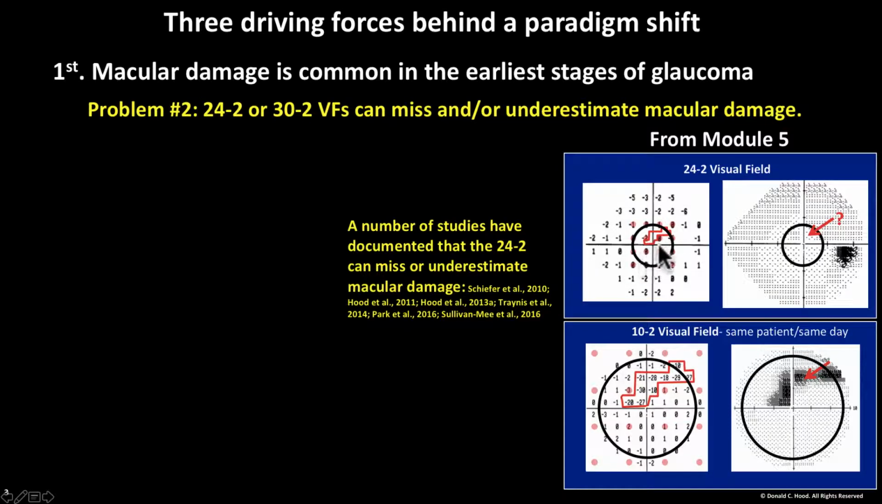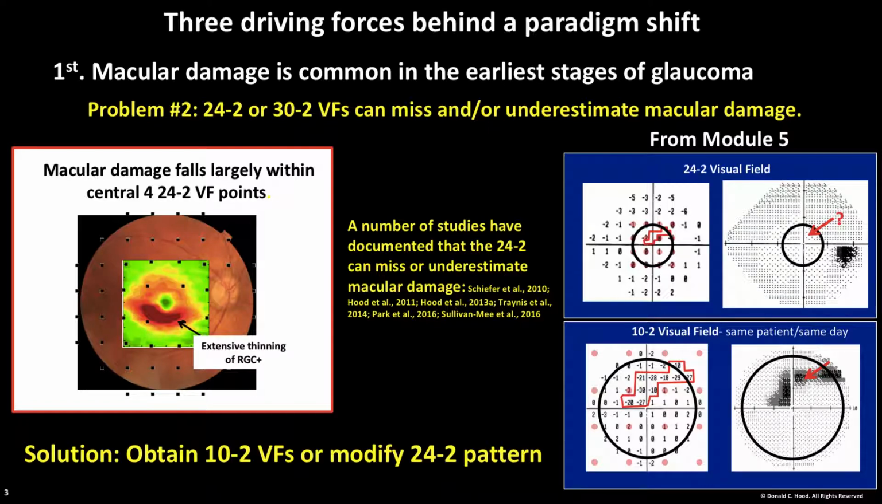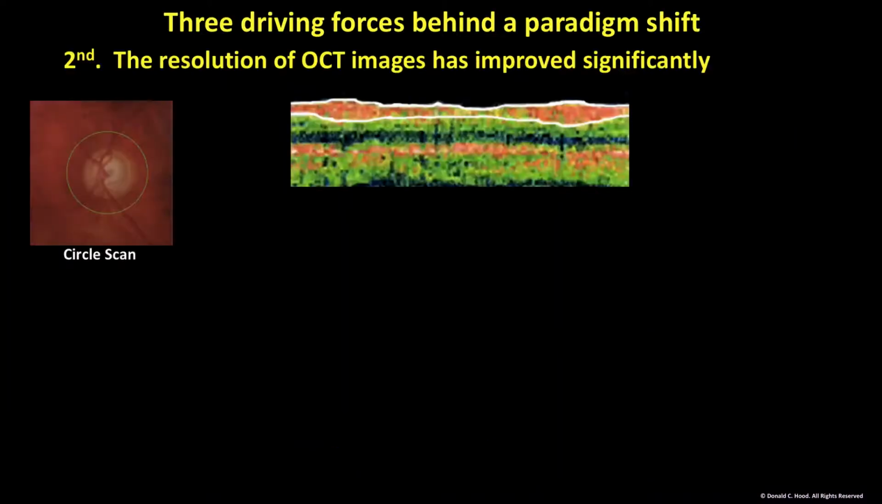In this example, the damage has been missed. So here's the 24-2, it looks normal. Here's the 10-2, you can see the deep defect. And the reason for that is that the center points here are missing most of the damage. In this particular case, this damage is falling actually between these points. So the solution to this problem is to obtain 10-2 visual fields or modify your 24-2 pattern.